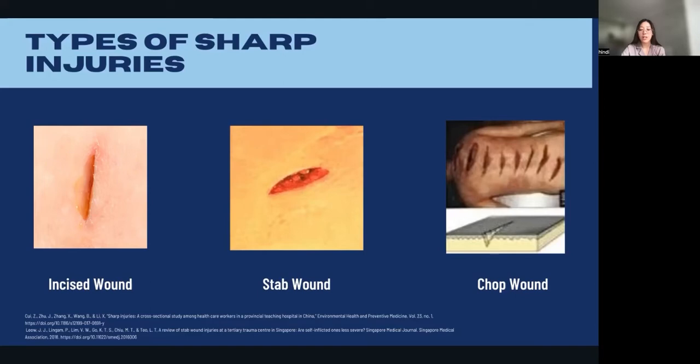The third one is chop wound, caused by a heavy weapon that has a sharp edge, like sword or axe, followed by swinging with a great force and causing severe tissue damage and damage to the underlying bones.